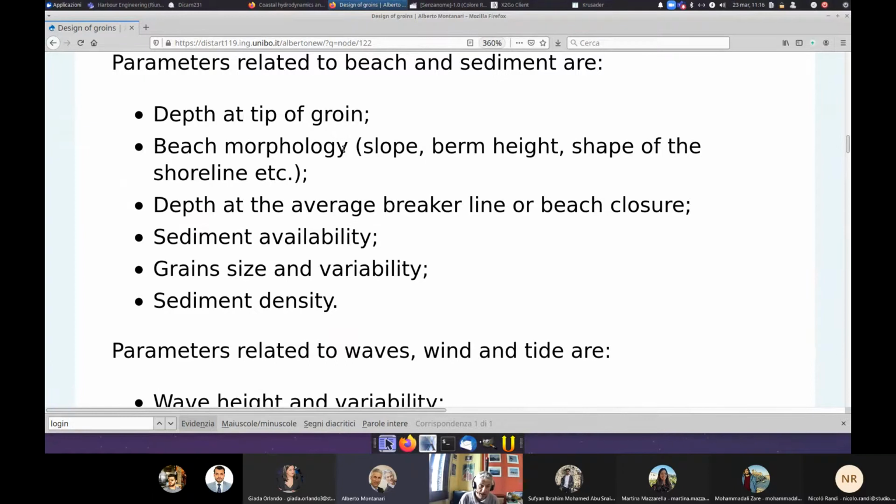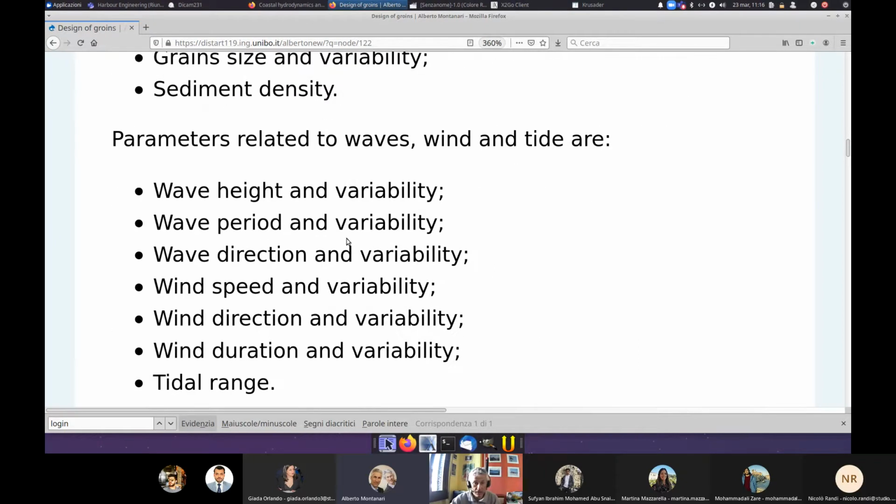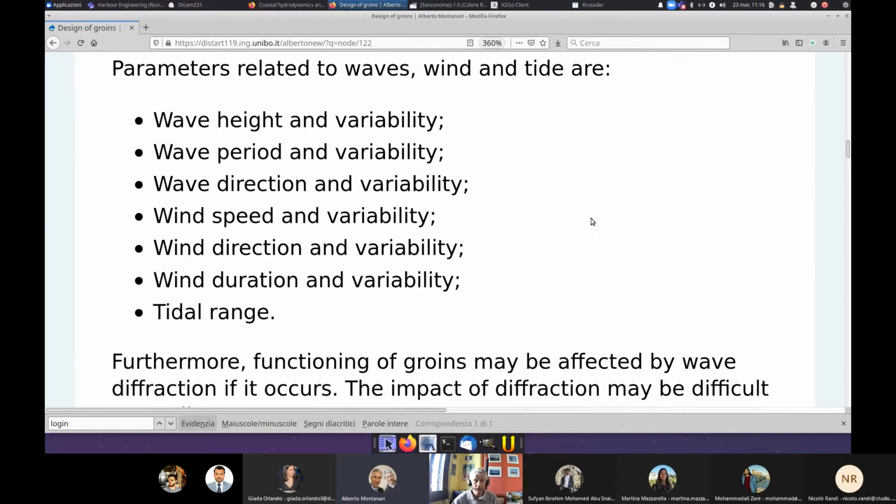Another parameter is sediment availability, grain size and variability, and sediment density. And then we have parameters related to waves, wind, and tide: wave height and variability, wave period and variability, wave direction and variability, of course wind speed, wind direction, wind duration, and tidal range.